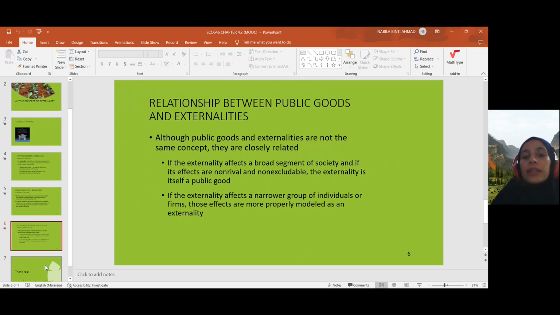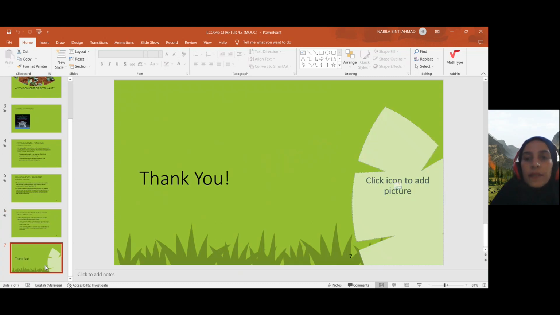If the externality affects a narrow group of individuals or firms, those effects are more properly modeled as an externality, right? So that's it for 4.2.